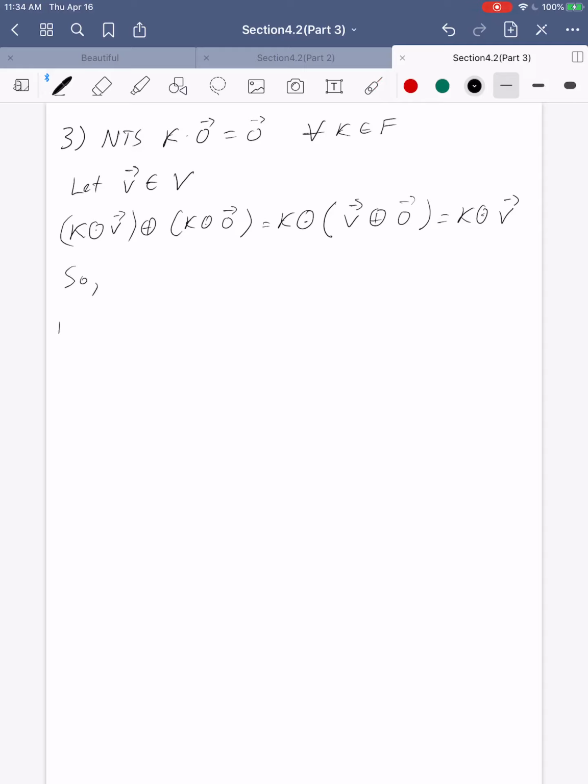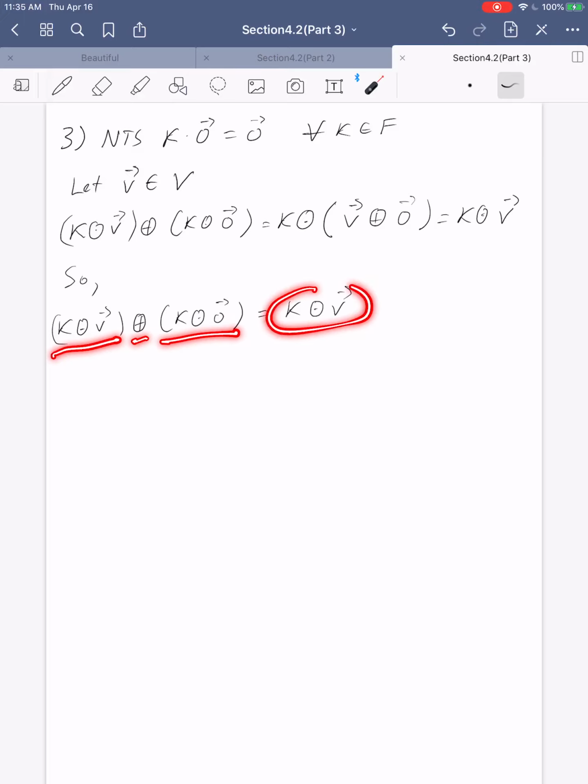So we know that k scalar multiplied with v plus k scalar multiplied with the 0 vector has to be k scalar multiplied with v. Now, if you think about this, this vector plus this gives you back the same thing. This was true for any v in V. So this here is acting as the 0 vector, because the definition of the 0 vector is something plus the 0 vector equals that same something.